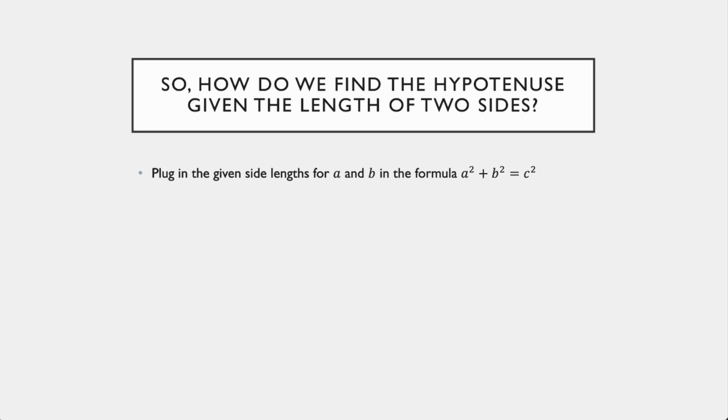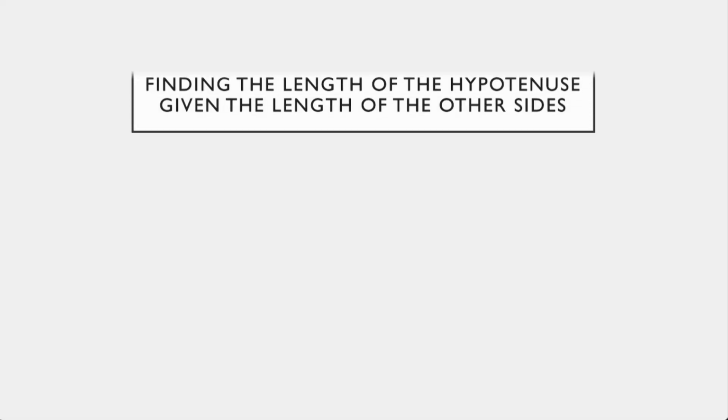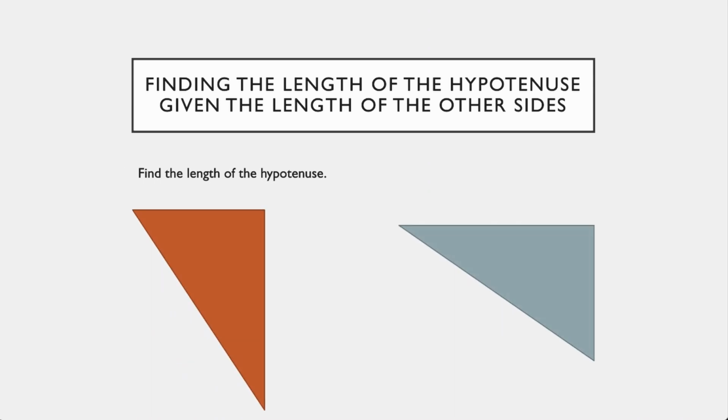So we plug in the given side lengths for a and b there, and then we solve for c. So let's try some examples. Find the length of the hypotenuse. So let's take the first one. And we see that we have been given no lengths. And that's because I want you to try and figure out which side is the hypotenuse, so you can get that into practice.